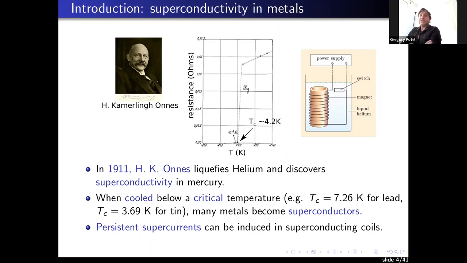They very soon realized that this was a common phenomenon found in many other metals. Kamerlingh Onnes himself found that superconductivity also happens in lead, for example, in tin, and in other metals. One of the most famous effects associated with superconductivity is the existence of persistent currents. There is a little sketch on the right of what happens when you cool a metal coil below the critical temperature: you can induce currents that essentially last forever without any battery. And when I say forever, I really mean forever. People have estimated the characteristic decay times of those currents to be larger than the age of the universe.